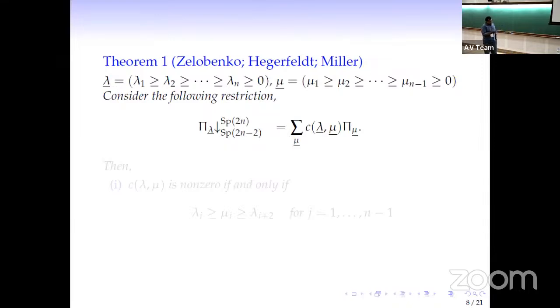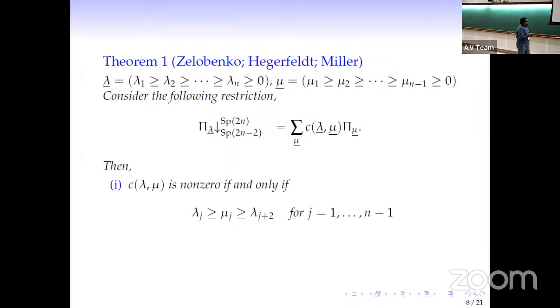The problem is, I take m equal to n minus 2. So that is Sp_{2n} to Sp_{2n-2}. And again I ask two questions: which mu appears, and what is the multiplicity? So this is the question: which mu appears. Here mu is an (n-1)-tuple.